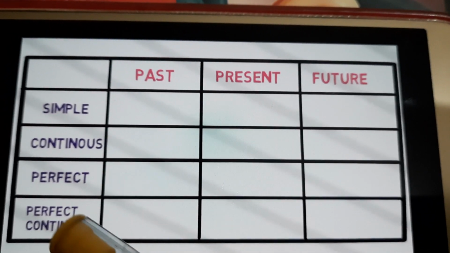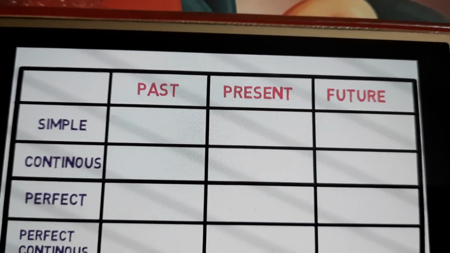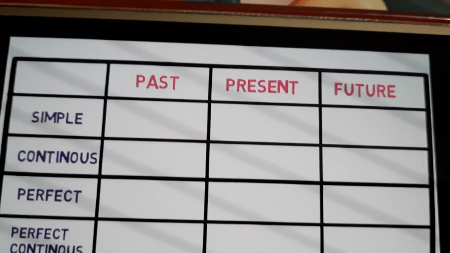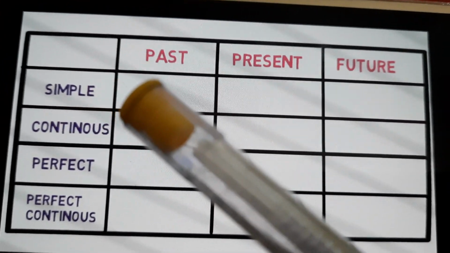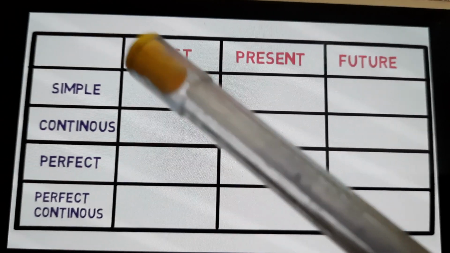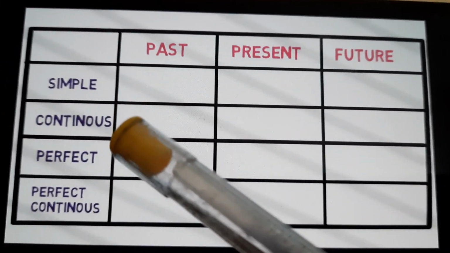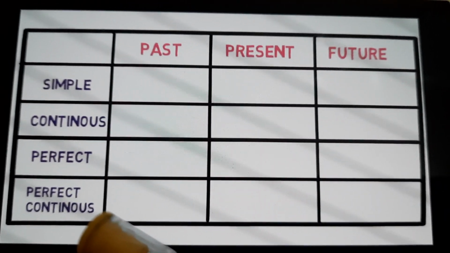I had explained to you in the last three videos what we mean by tense. Now, tenses are the verb forms which indicate the time of an action. There are three main tenses: present, past, and future. And these have four forms: simple, continuous, perfect, and perfect continuous tense.